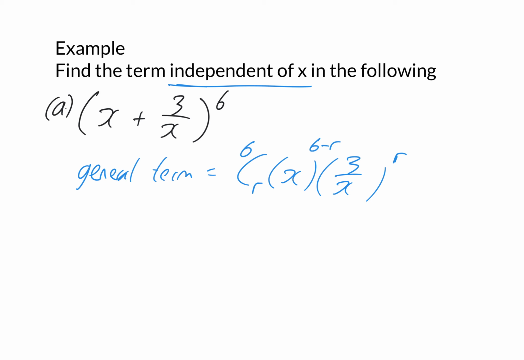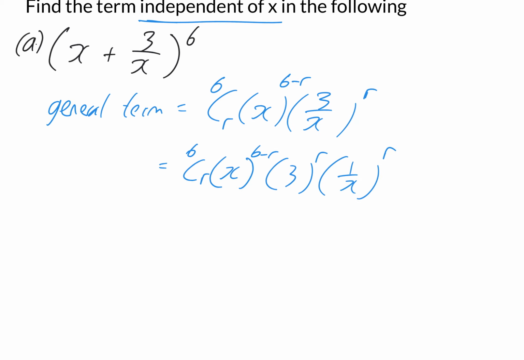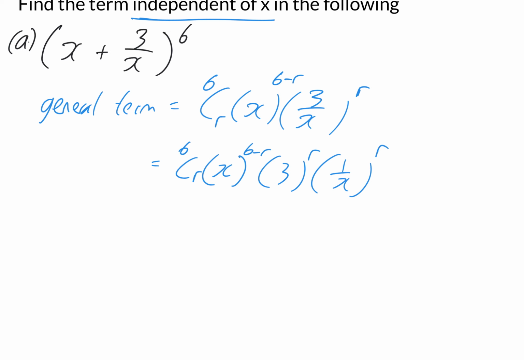So what we're going to do is separate this out. We're going to write this as 6Cr. That's still x to the power of 6 minus r. Nothing we can do here. This next bit, we could write as 3 to the power of r, then 1 over x to the power of r. So we separate it a little bit. Next thing we're going to do, we will write that as 6Cr, then x to the power of 6 minus r. And then I will write my x term, 1 over x, as x to the minus 1, to the power of r. And I still have the 3 to the power of r.